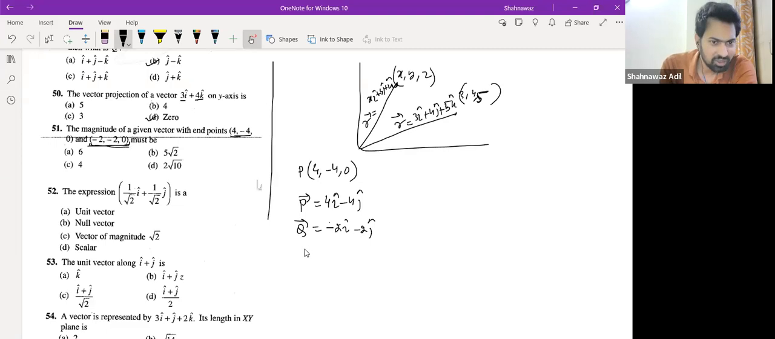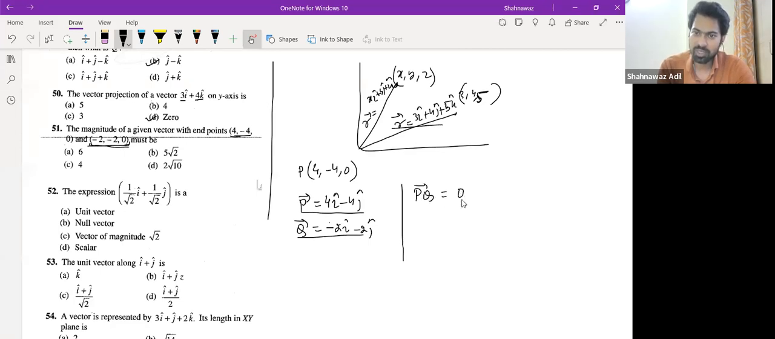So these are two position vectors. And if we want to calculate PQ, this is simply Q vector minus P vector. Understood?